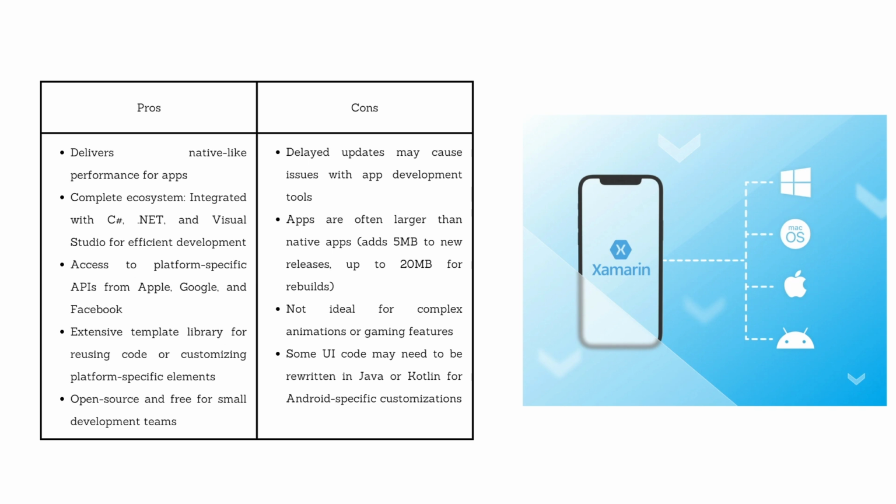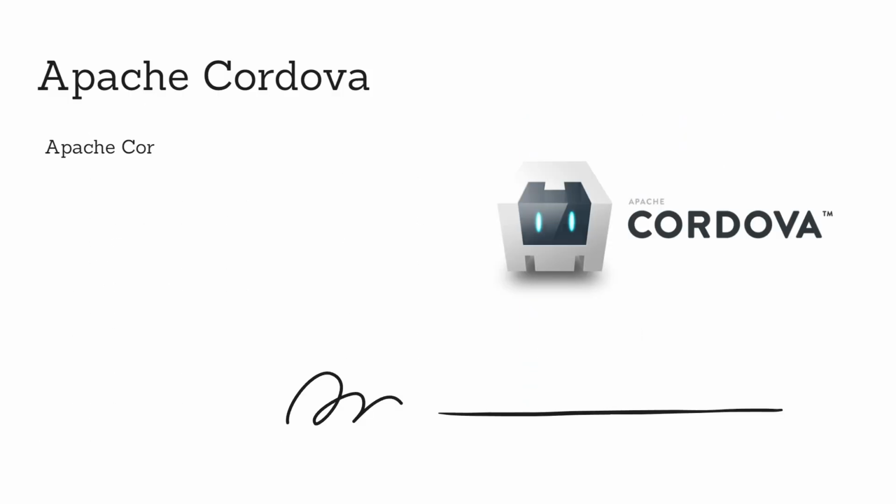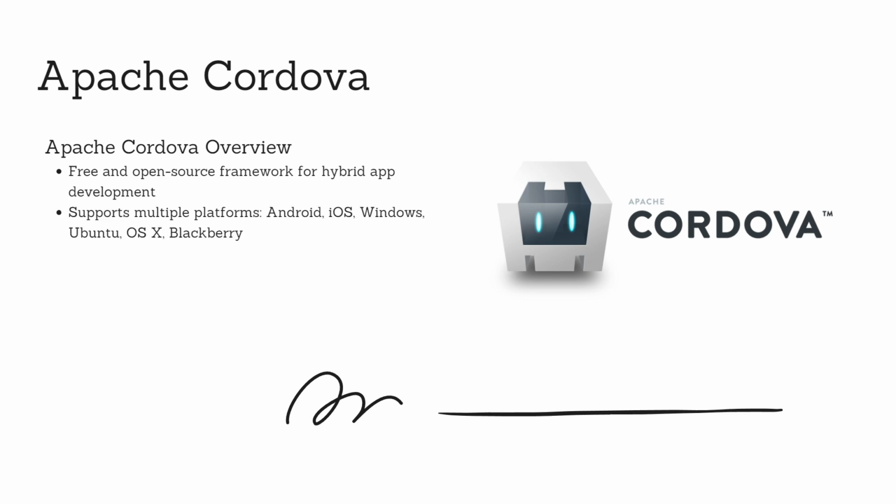And Xamarin is not well suited to build apps with complex animation or complicated game features, as in React Native. Some parts of the UI code may need to be rewritten in Java or Kotlin to customize your Android app. Next framework is Apache Cordova.